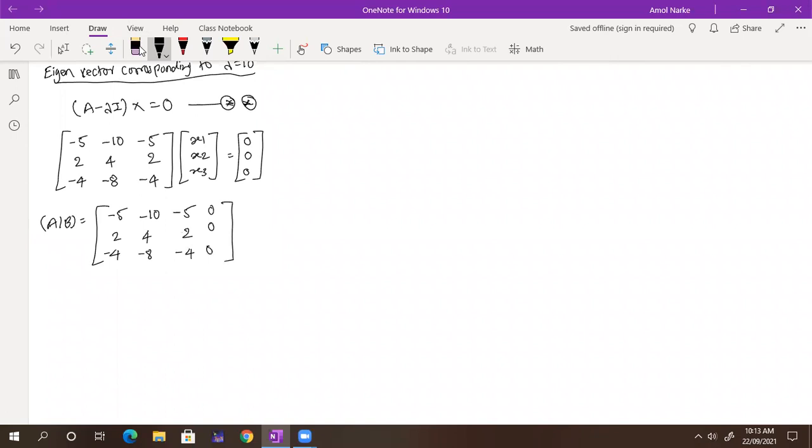Okay. So now to make this element 0, this element 0. Now here we have minus 5, minus 10, minus 5. It is divisible by 5 only, so you can directly multiply by minus 1 upon 5. So I'm going to use the first operation, R1 becomes minus 1 upon 5 into R1. This is a valid operation. If I multiply that, what I'm getting is 1, 2, 1, 0. Next it's 2, 4, 2, 0 as it is, and minus 4, minus 8, minus 4, and 0 as it is.